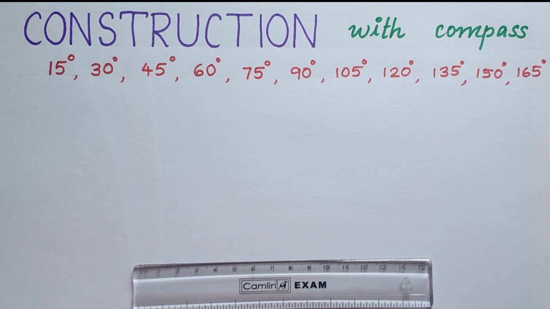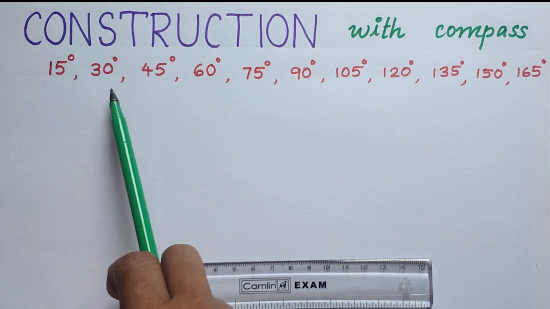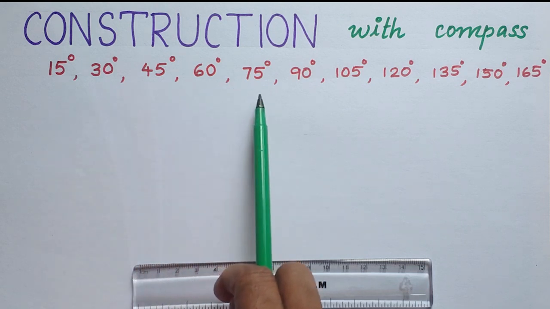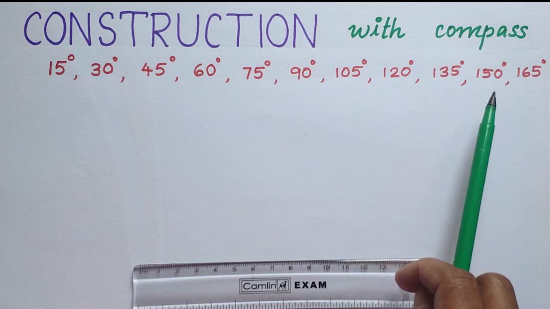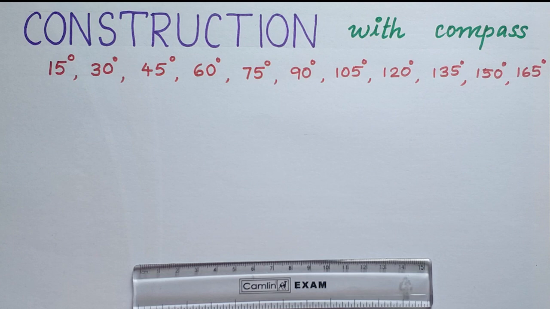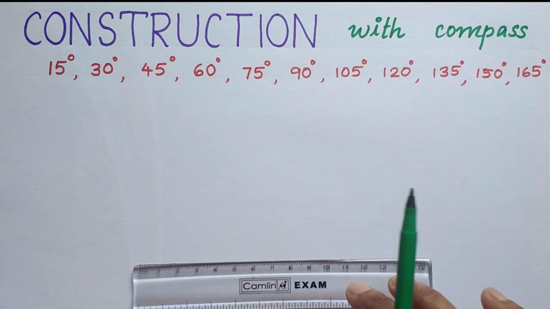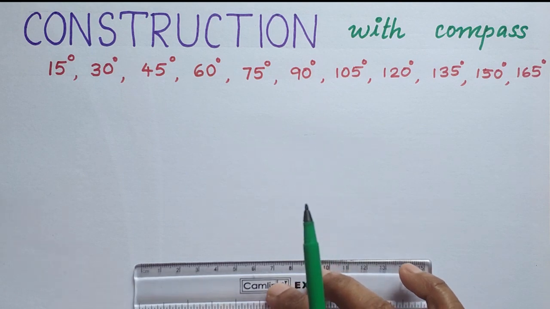Hi students, in this video we will study how to construct angles 15, 30, 45, 60, 75, 90, 105, 120, 135, 150 and 165 with the compass. In one video we will discuss how to construct. For that we will draw a straight line.